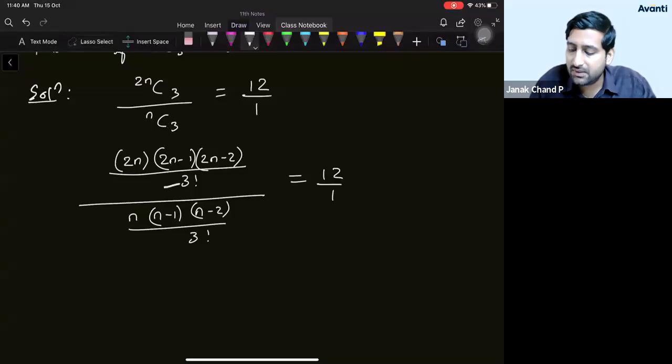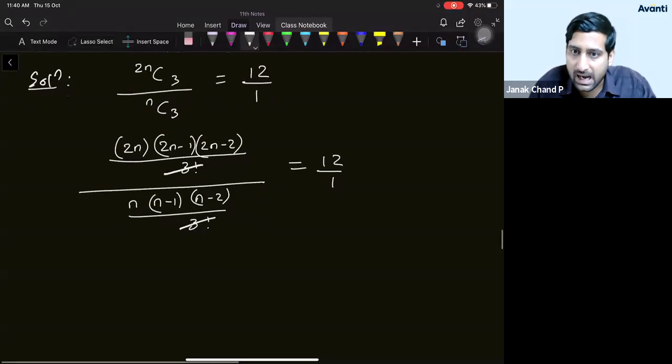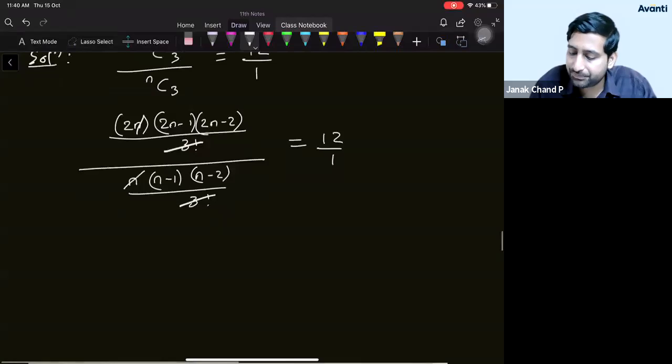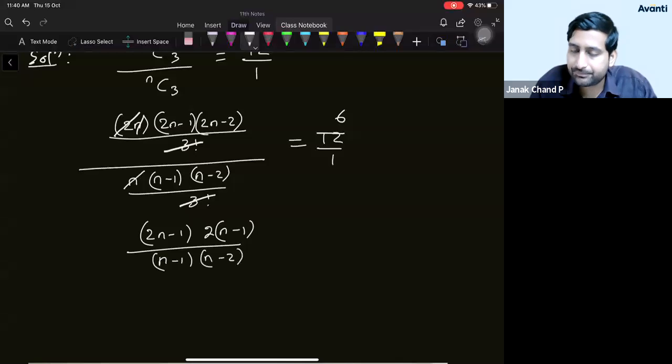So here the 3 factorial will get cancelled out, and if you observe more carefully, this n can be cancelled with this n. Not only that, we can also take 2 common from here. So I can also cancel here, 2 1s are 2, 6s are... So the remaining terms are 2n minus 1 and then 2 into n minus 1 in the numerator. The denominator is n minus 1 into n minus 2, right?